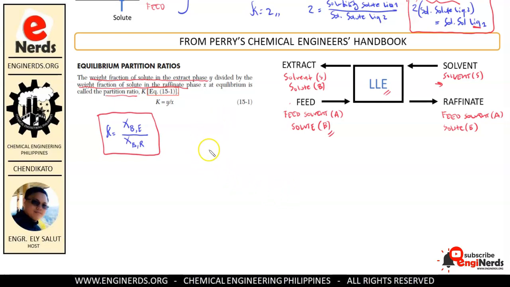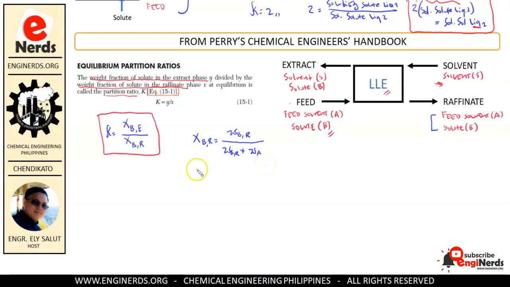Okay, so ano ba yung mass fraction? So, reviewin lang natin, no? Mass fraction, for example, ng B in our raffinate is equal to, so ano ba yung nasa raffinate natin? Ito, no? Meron tayong feed solvent and the solute. So, this is equal to the weight of B in our raffinate over the weight of B in our raffinate plus the weight of our feed solvent A.